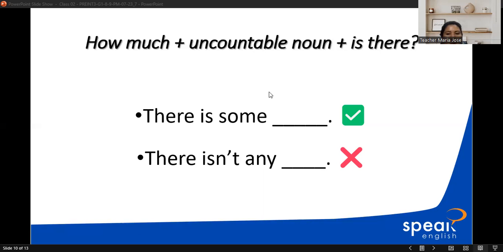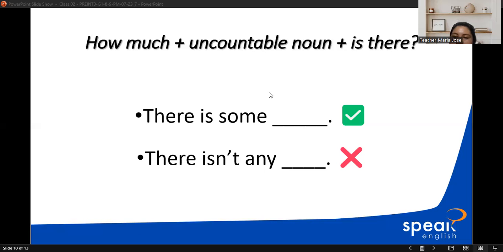Alejandra, how much oil is there? There is some oil. Excellent. Letty, how much milk is there? There is some milk. Okay. Do we have milk in the pictures? There isn't any milk. Ah, okay. Very good. Let's continue.